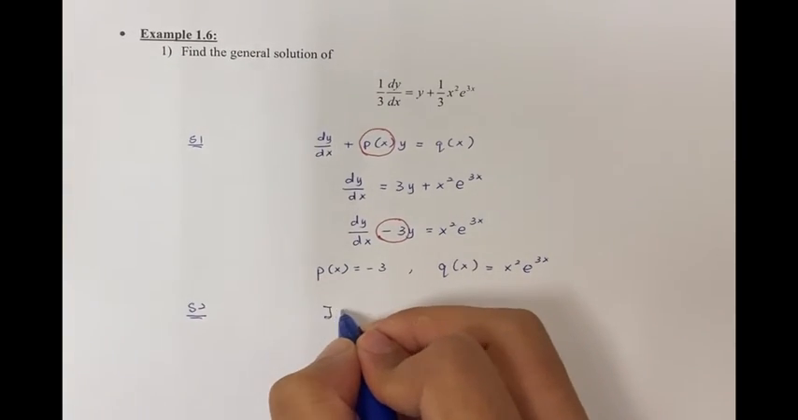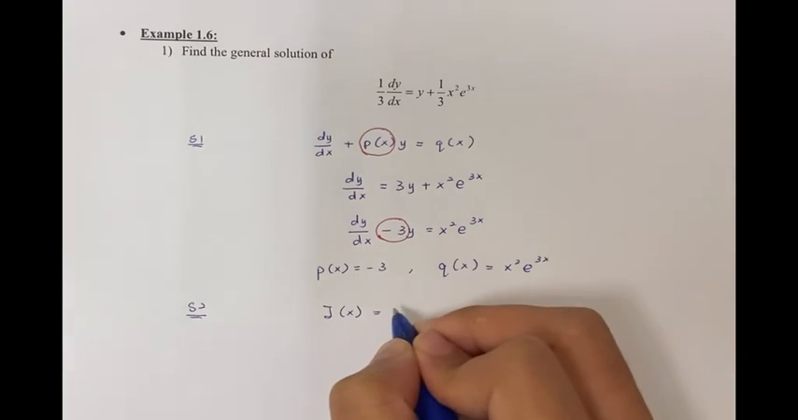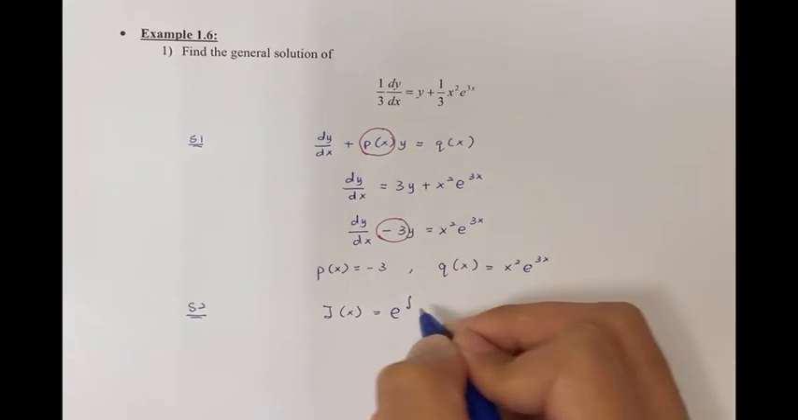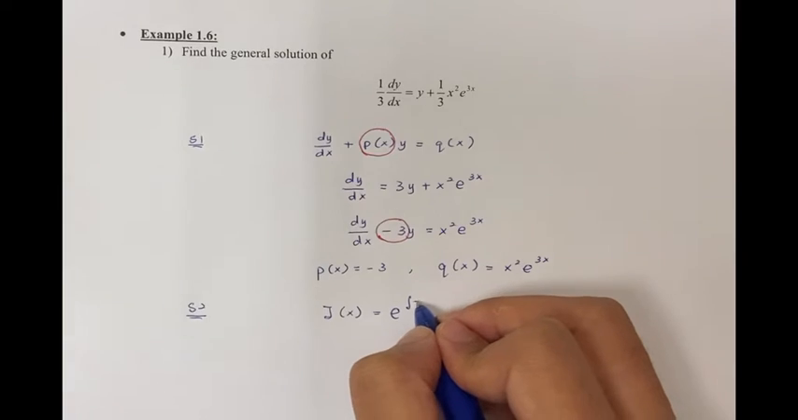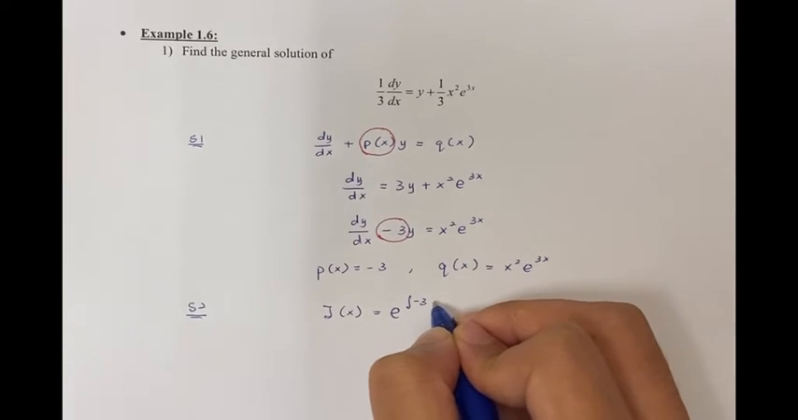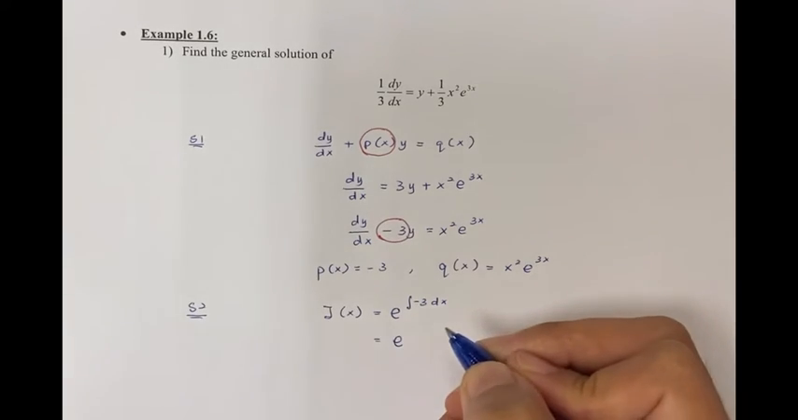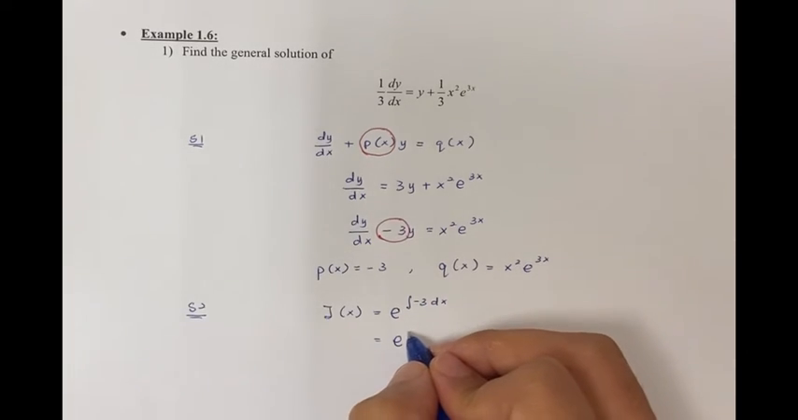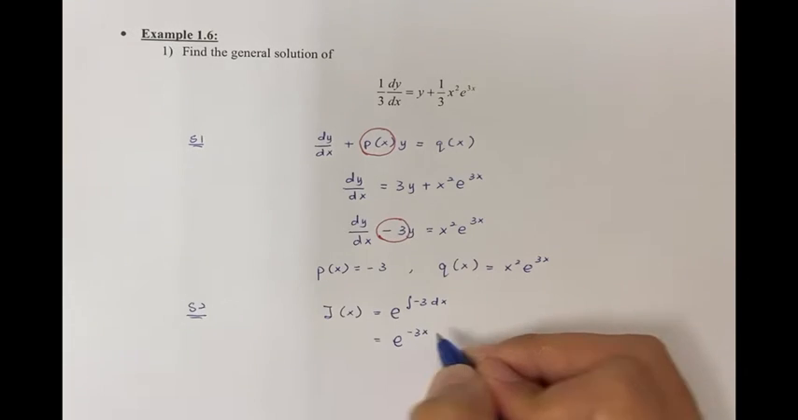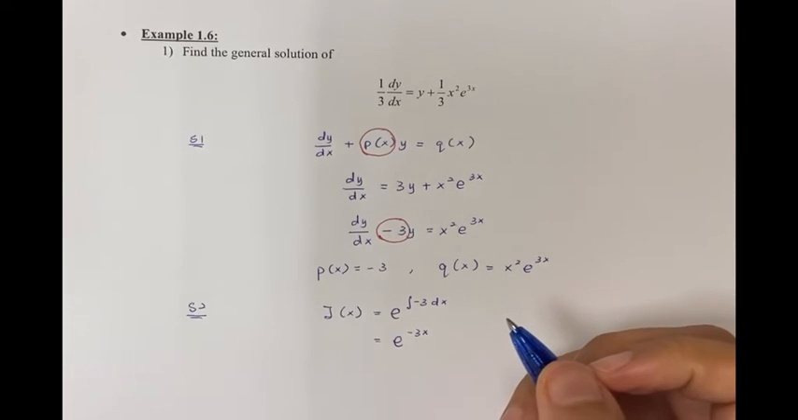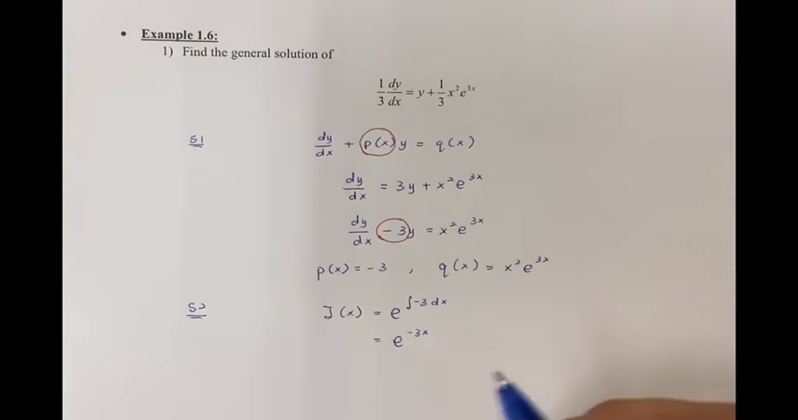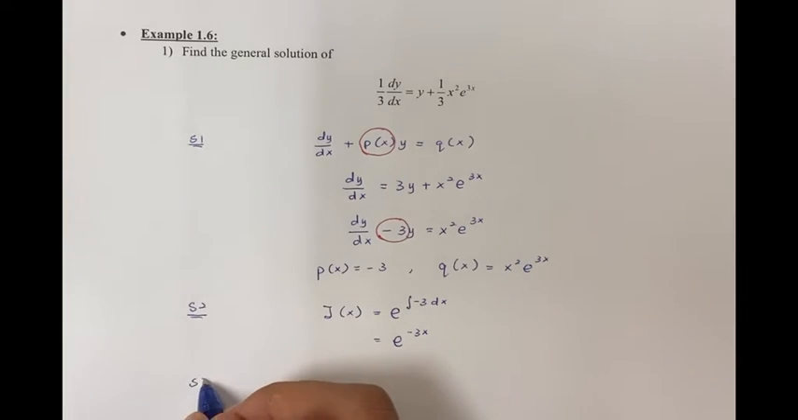Second step, you need to find what is the integrating factor. To find integrating factor, you need to do the integration for px. So px is negative 3 dx. Okay, so exponent of negative 3, integrate negative 3 with respect to x, you have negative 3x. So your integrating factor is exponent negative 3x. You are done with second step.